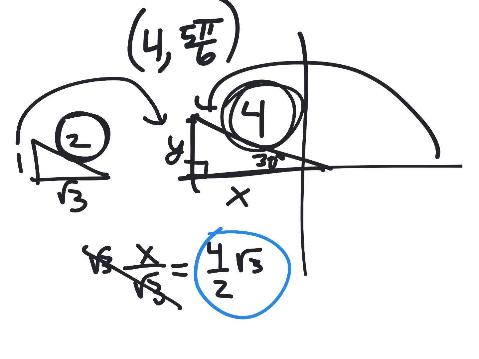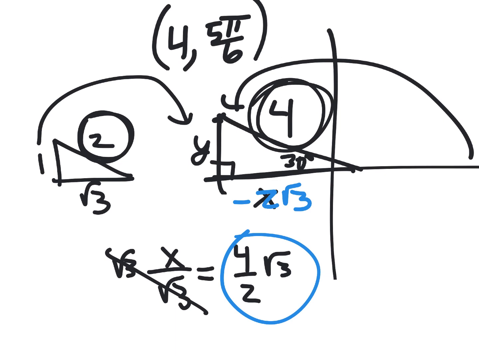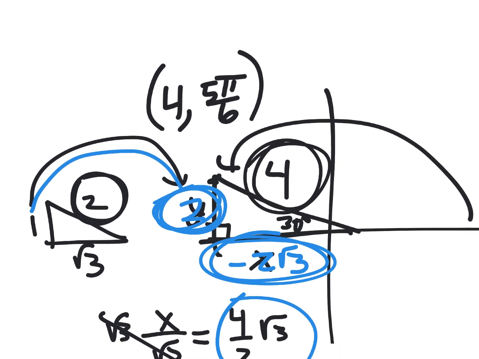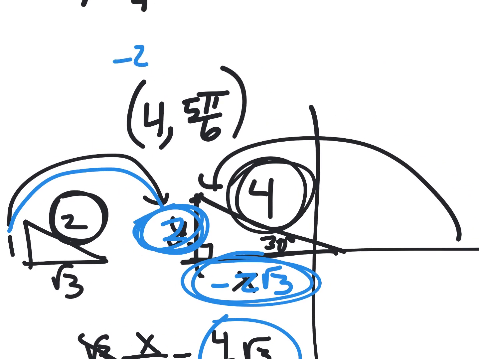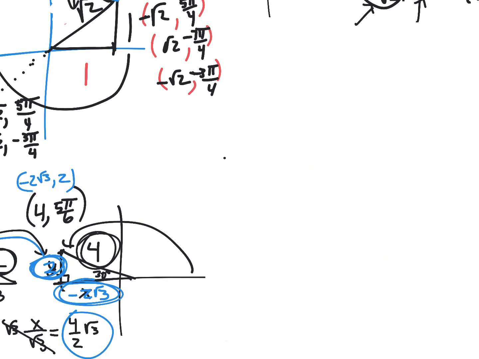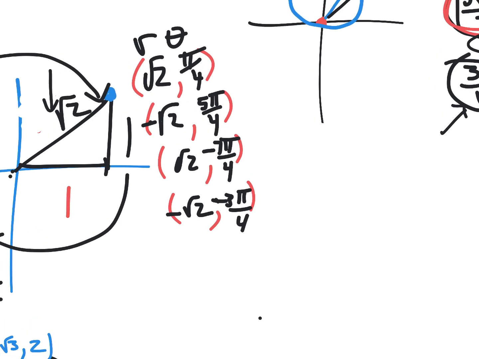So 2 root 3. What's the most common mistake in circle trig? Negative 2 root 3. I'm sure a few of you got burned on that, but probably not too many. And then last but not least is this side, which if I'm really just doubling is a 2. So that's 2, and that's negative 2 root 3. So what's the point you're looking for? Negative 2 root 3, comma 2.